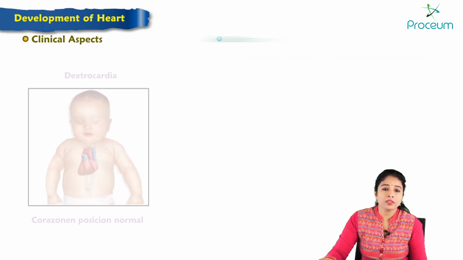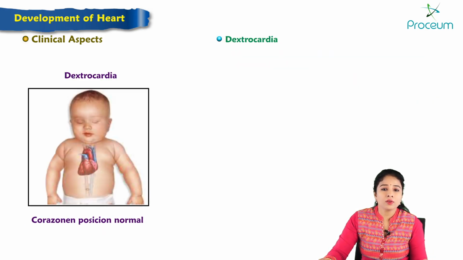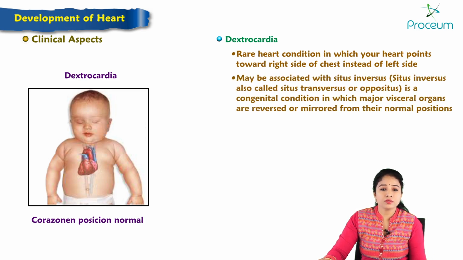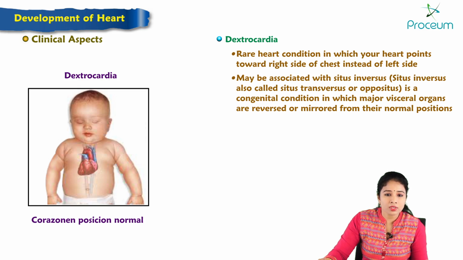Next, dextrocardia is also a rare condition in which the heart points towards the right side of the chest instead of the left side. It occurs if the heart tube bends to the left instead of the right. So the heart is displaced to the right and there is a transposition. Dextrocardia may be associated with situs inversus.